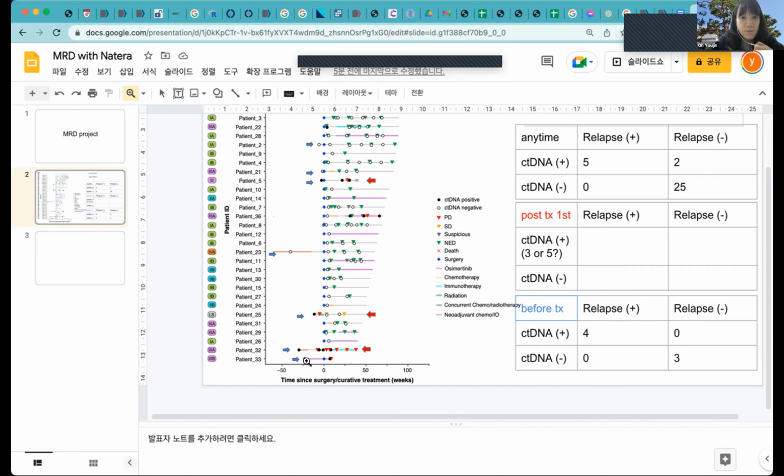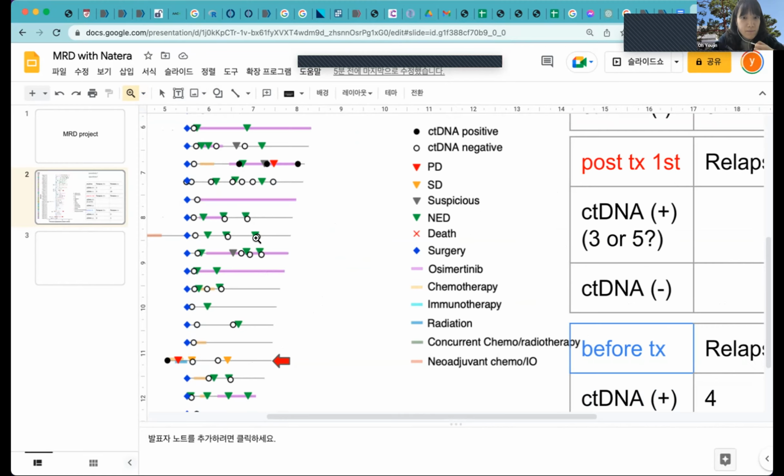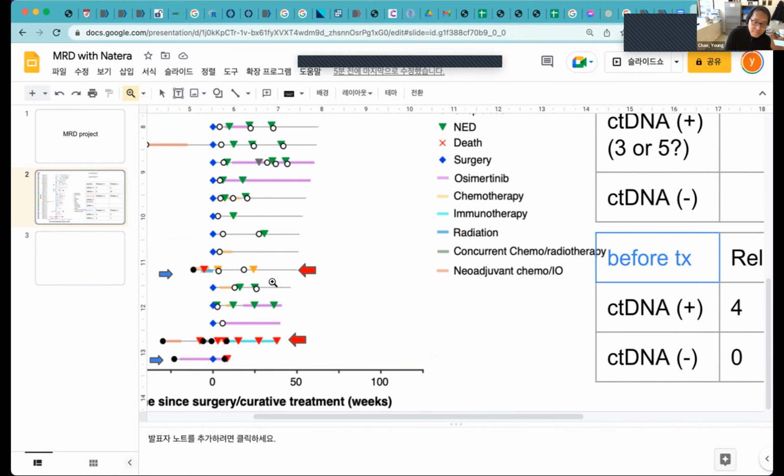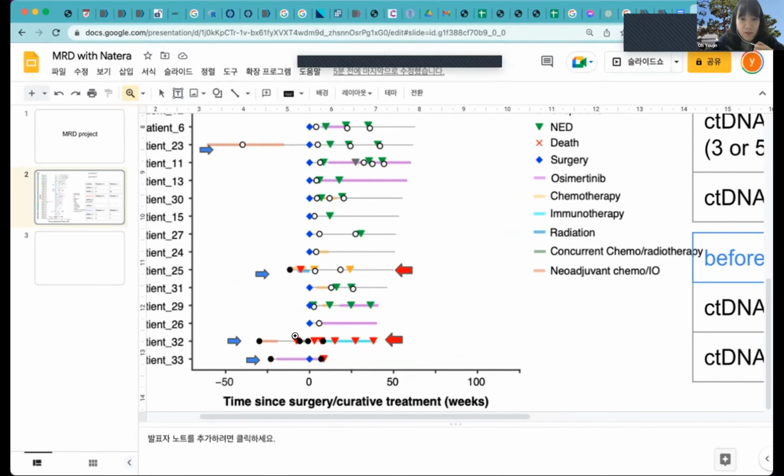I'm not sure whether this patient is eligible or not, because it looks to me this patient looks to me only having osimertinib. Oh, sorry, this patient got surgery, obviously. And for this patient, it is also ctDNA positive both before and after surgery, right? Okay.